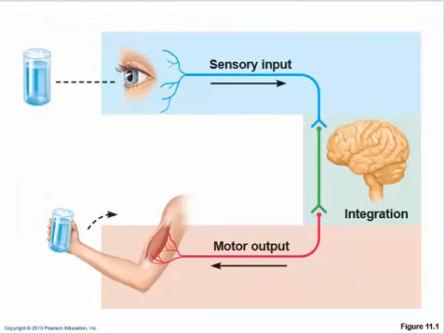So you have some sort of a sensor and nerves, wires going to the central nervous system where integration happens, decisions are made, and then actions are taken with the motor output.